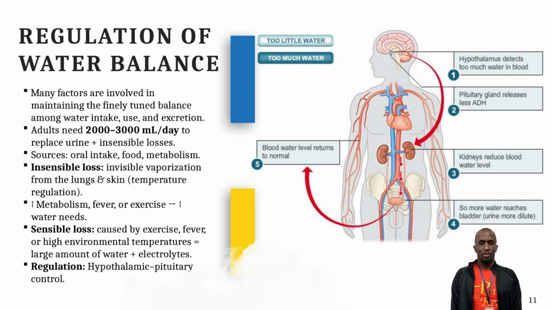Water balance is crucial, requiring 2,000 to 3,000 milliliters per day to offset urine and insensible losses. Sources include oral intake, food, and metabolism. Insensible loss occurs via vaporization from lungs and skin, while sensible loss involves exercise or fever. Hypothalamic pituitary regulation ensures balance, adjusting for increased needs due to metabolism, fever, or exercise.